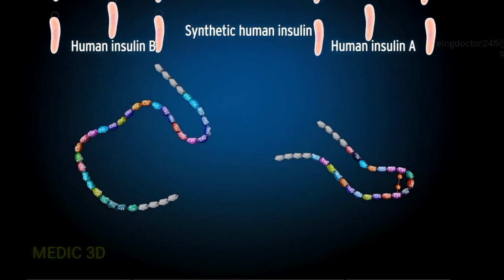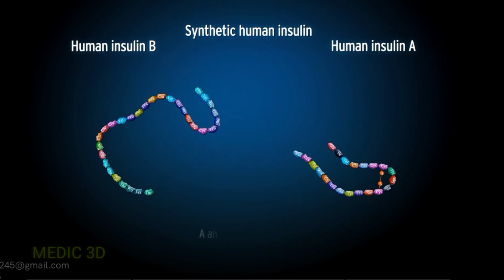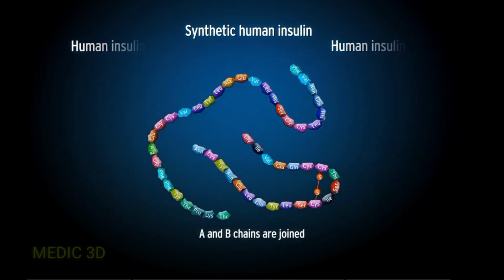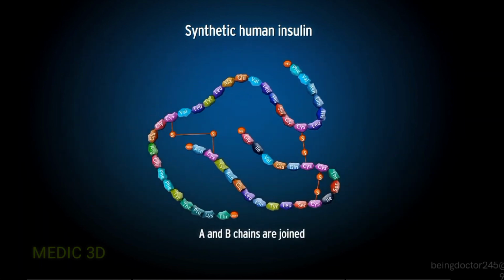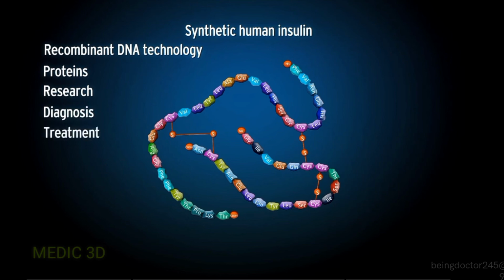The proteins are secreted with beta-galactosidase as one chain. The beta-gal part is cleaved off. The A and B chains are joined together to form the full-fledged human insulin. Through recombinant DNA technology, proteins for research, diagnosis and treatment can be manufactured.